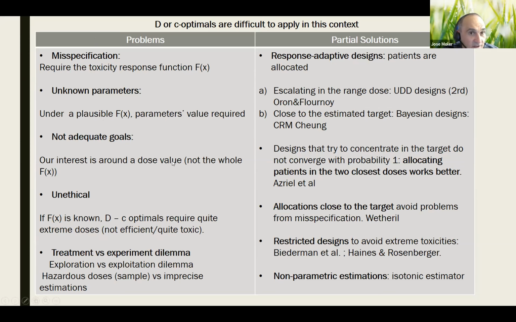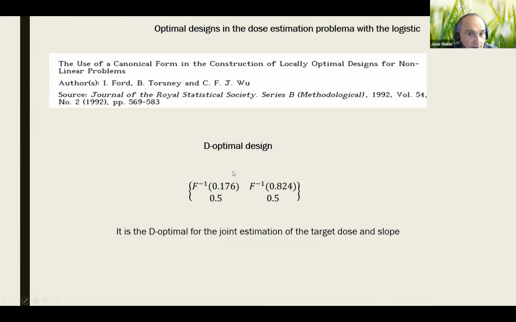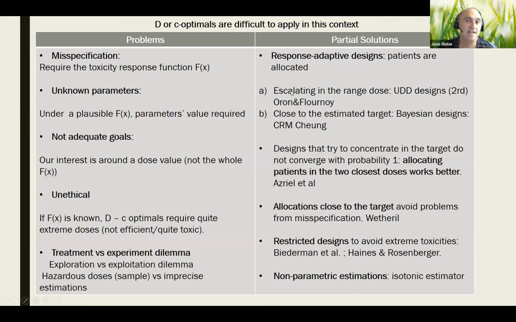And finally, another very important practical problem is that the optimal designs tend to allocate patients in quite extreme doses. For instance, this dose is not possible in practice because the level of toxicity is really high. So there is no global solution to these problems, but there are partial solutions.